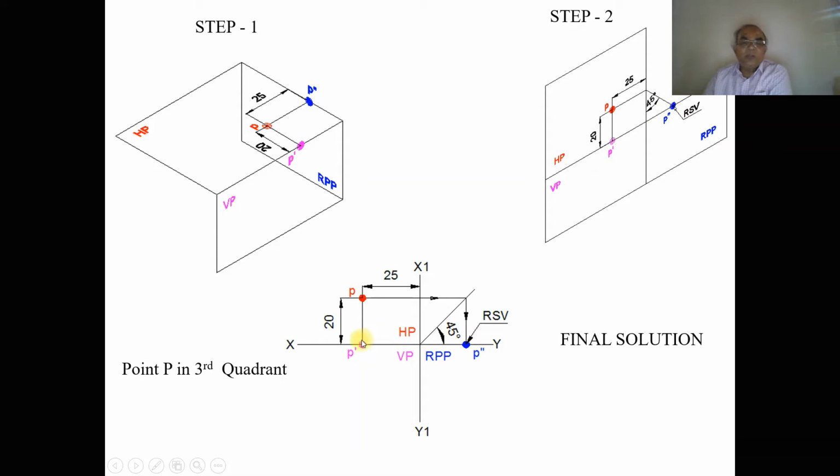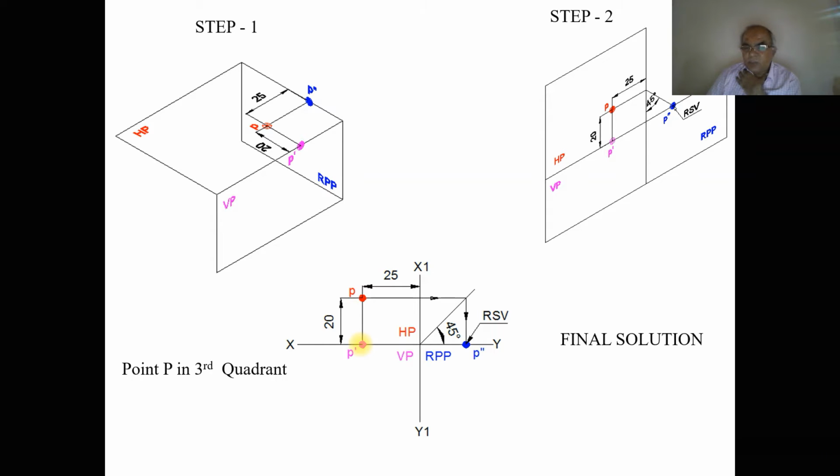So now we are going to draw it in orthographic view. First we draw the XY line and X1 Y1 line, and identify the planes HP, VP and RPP. First you take the distance with respect to the profile plane, which is 25 mm. So from X1 Y1 line you measure 25 and draw a vertical projector. Since the point is on HP, obviously the point will be on VP, so it will be on the XY line. Suppose if it is below HP, it would come below the XY line. Since it is on HP, obviously it should be on the XY line.